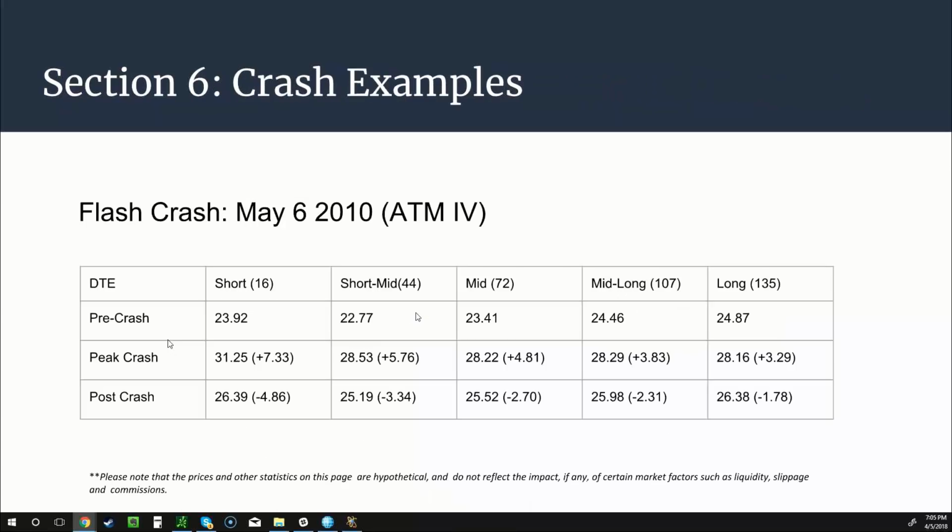So just to go through some numbers so you can see it, this was a flash crash in 2010. These are at the money implied volatility numbers. If you look at the table here, this is the short-term option all the way out to the longer-term options. What you'll see is as the crash happens, the short-term options inflate harder than the back-month options, right? In this case, the flash crash brought the short-term up by 7 points, brought the long-term up by just 3. And then when the crush came afterwards, the short-term came down by 4 points, the back-month came down by 1 point.